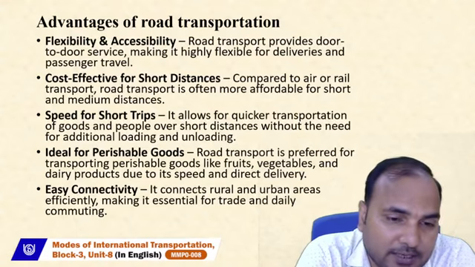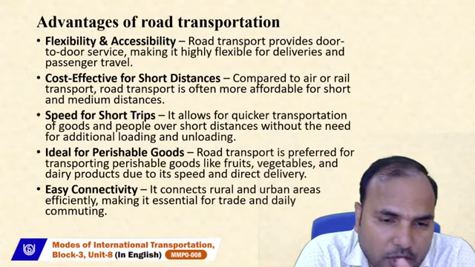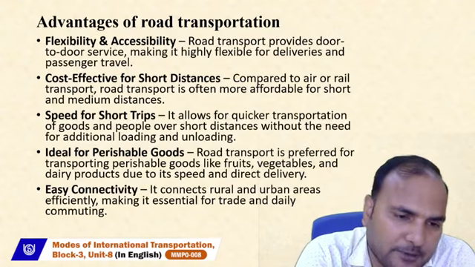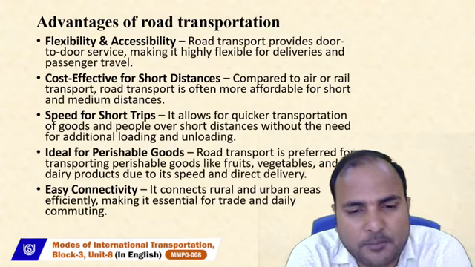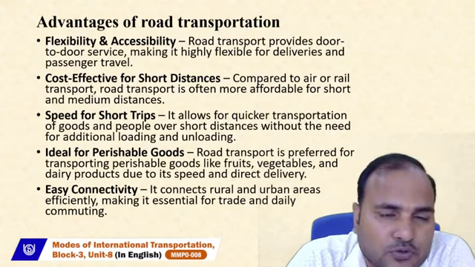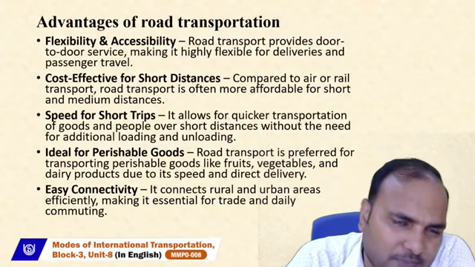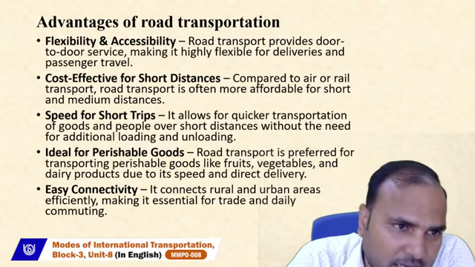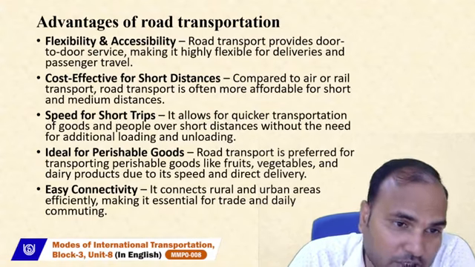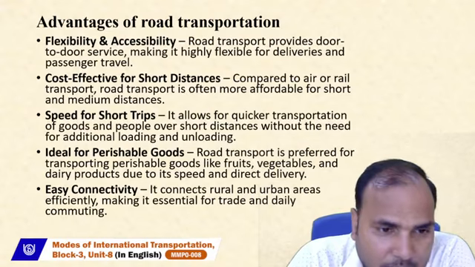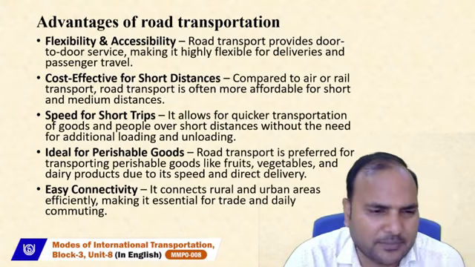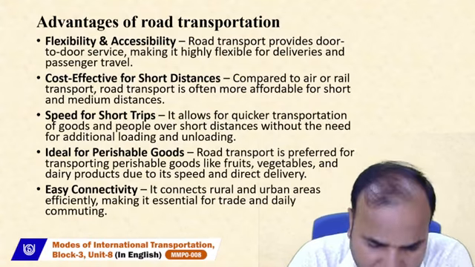Next is easy connectivity. Road transport connects rural and urban areas efficiently, making it essential for trade and daily commuting. So what are the advantages I told today? One is flexibility and accessibility. Next is cost effective for short distance. It is very fast for short trips. It is ideal for perishable goods. Then easy connectivity. Connectivity is very easy in the case of road transportation.